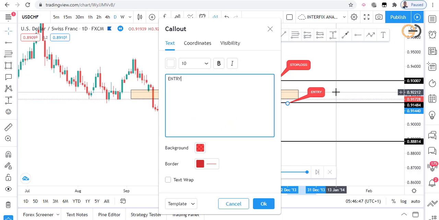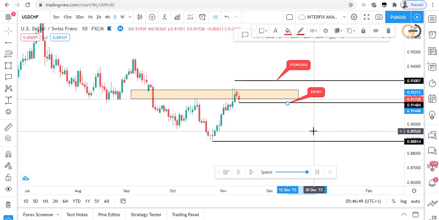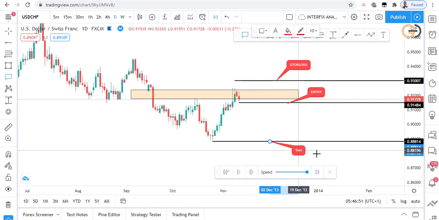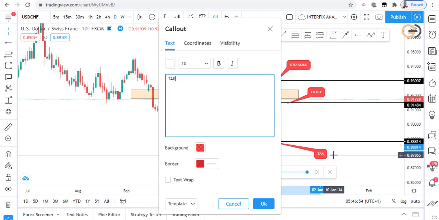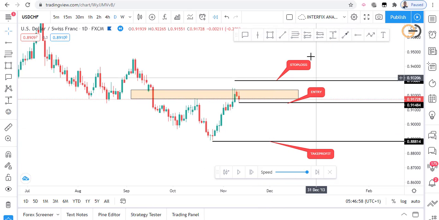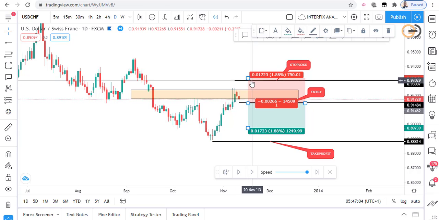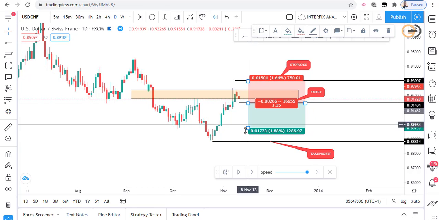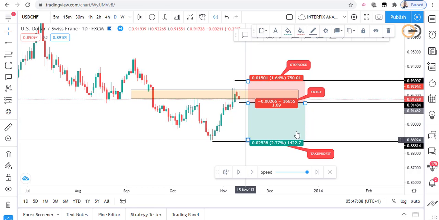This is entry. This is take profit. All right, so we take our position sizing, and then let's put it here. The red side means stop loss, and then take profit.